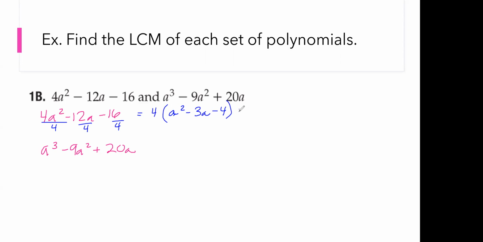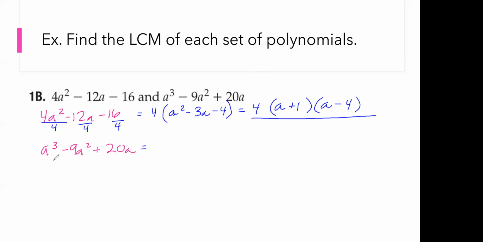Okay, and what's inside these parentheses, I can factor that, because that is a trinomial. So I need the factors of negative 4 that combine to make negative 3. That would be a plus 1 and a minus 4. If I had negative 4 and I added 1, then I would get negative 3. Okay, so these are my factors of this trinomial.